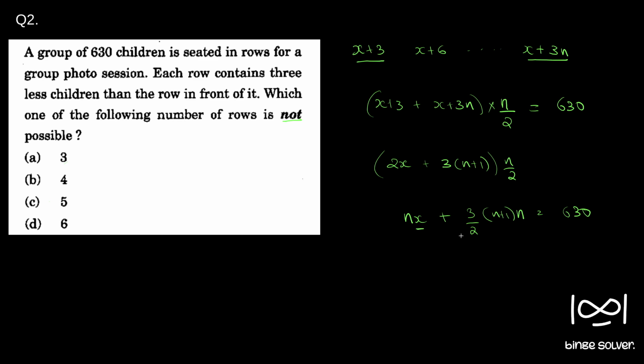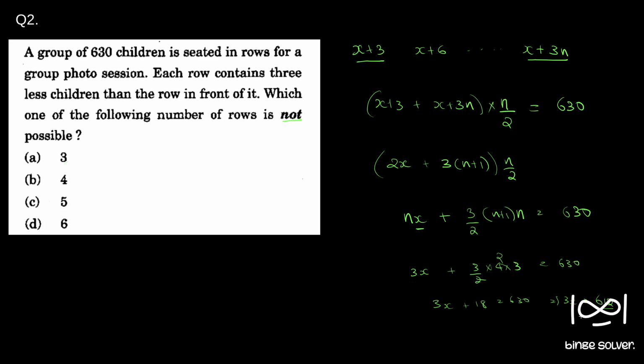For 3, I will just show an example. 3x for 3 becomes 3 by 2 into 4 into 3, which is equal to 630. So 2, 2, 9, 2, 18. 3x plus 18 is equal to 630. That implies 3x is equal to 630 minus 18. 630 minus 20 is 610, so 612.